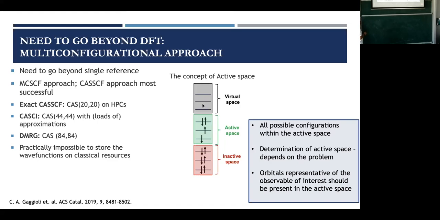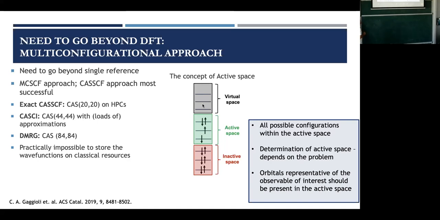With many approximations, and not an SCF, it's just CAS-CI. You just calculate the energy within the CAS space without self-consistent optimization of orbitals. They were able to go up to CAS 44 and 44. And with the DMRG, they were able to go up to like CAS 84 and 84. And I think that's kind of where we hit the limit.